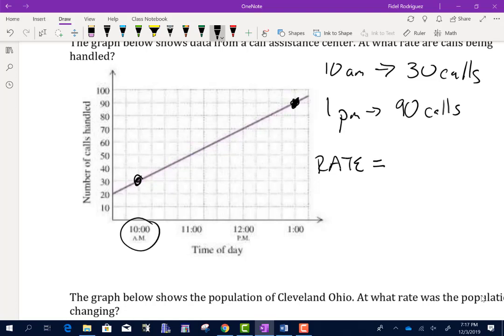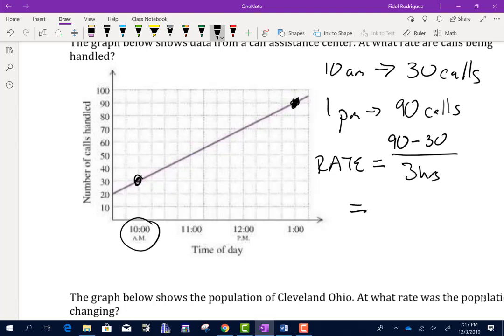What I mean by finding the rate is, how many calls did they receive in that time frame? How many calls had they received from 10 a.m. to 1 p.m.? 60 calls, right? So how did we get 60? We said 90 minus 30. How many hours had passed from 10 a.m. to 1 p.m.? 3 hours, right?